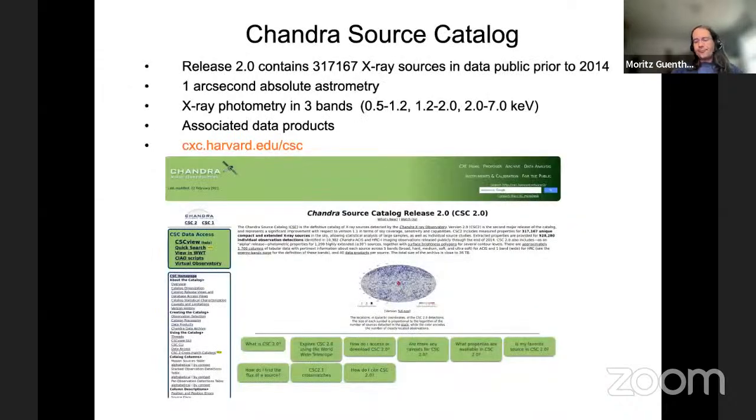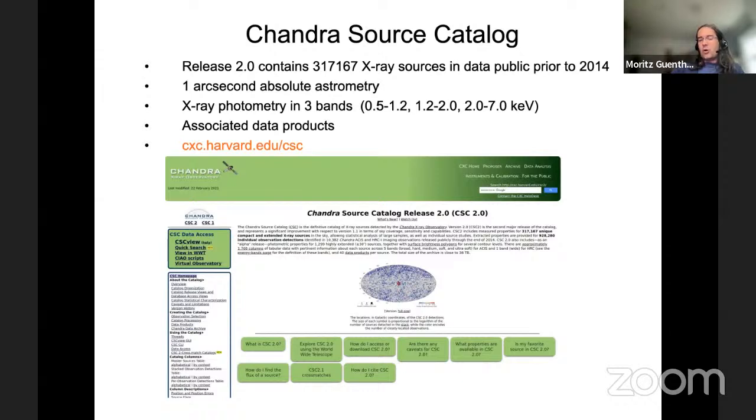I want to point out, though, that both Chandra and XMM in particular have spent a lot of effort on making it easy to find and analyze data for people who don't often do X-ray analysis. In Chandra, we call that the Chandra Source Catalog. Version 2, which was released last year, has over 300,000 X-ray sources from everything Chandra observed prior to 2014, and now we are slowly adding newer data sets. The astrometry, the position, is good to about 1 arc second. It has X-ray photometry in different bands. And it has all the data products that we'll need to, for example, fit a spectrum, and I'll show you later or show you on Sunday.